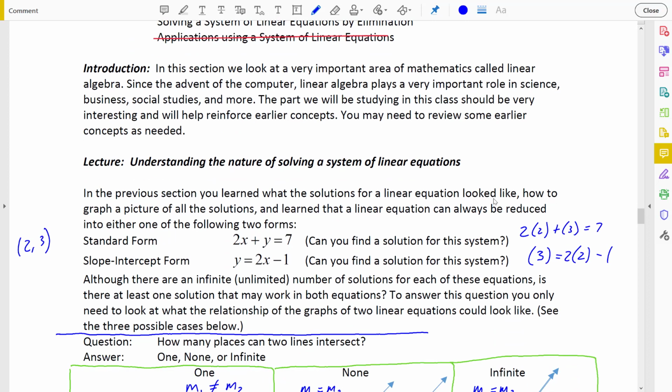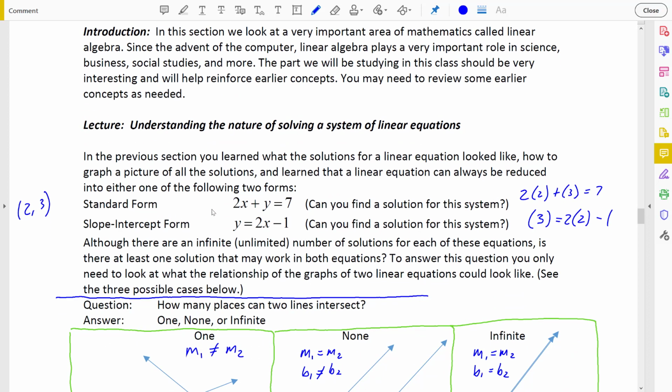A system of linear equations for us is going to be something that involves 2 equations and 2 variables, and kind of in the middle of the page here you can see such a system. 2x plus y equals 7 and y equals 2x minus 1. What we're going to be doing is looking for a point, some combination of an x-coordinate and a y-coordinate, that satisfies both of these equations. That is, makes both equations true at exactly the same time.